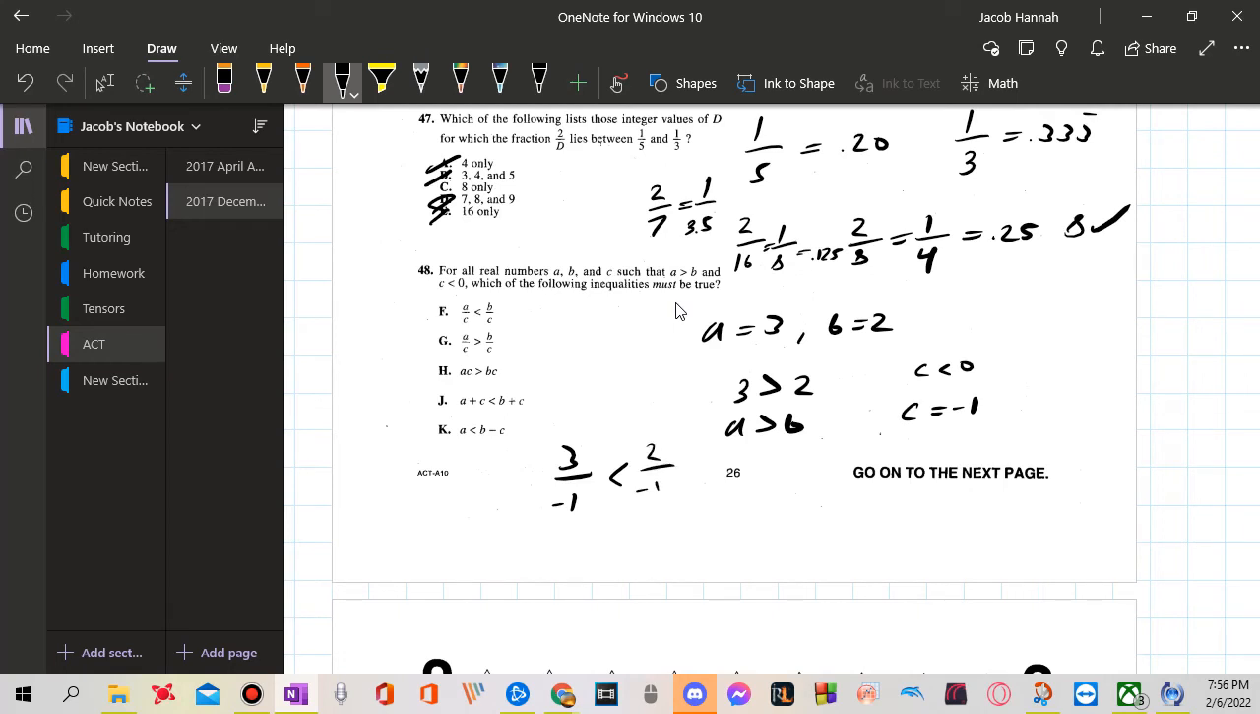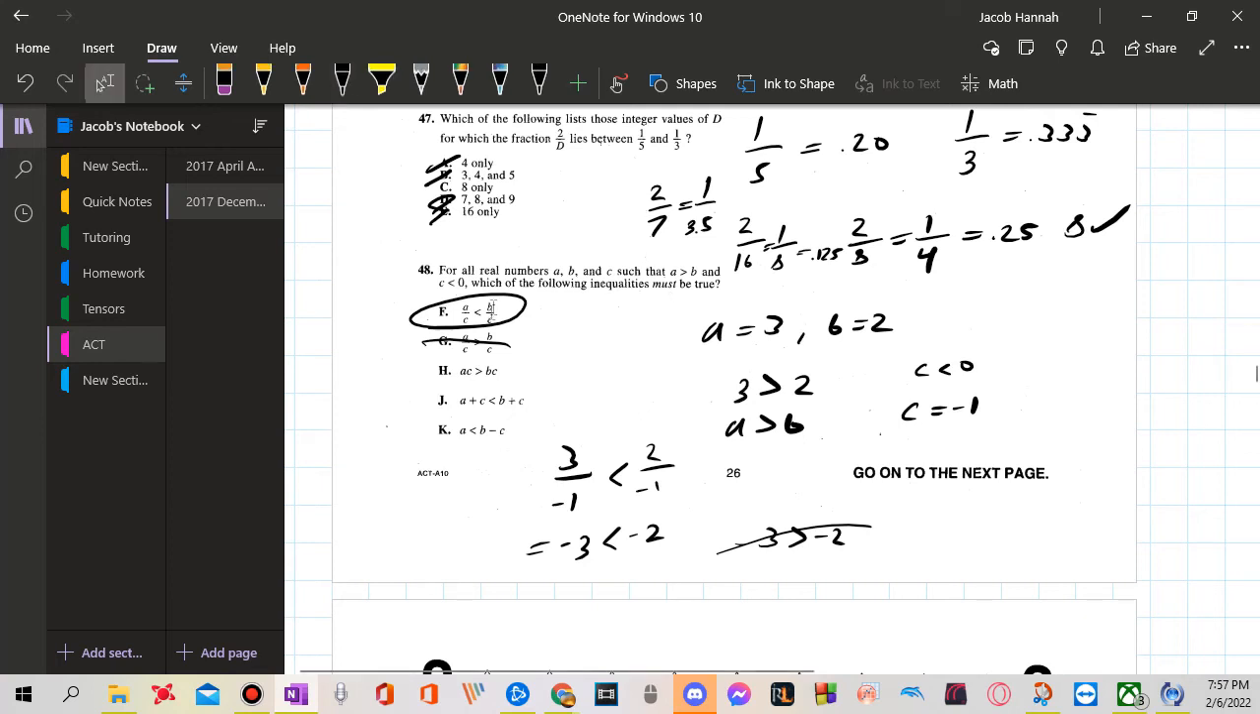So this says must be true. 3 over -1 is equal to -3, less than -2. So we kind of got lucky for this one; this one came out to be true. Now for B, it says the opposite, and -3 is not greater than -2, so that does not hold. You can go through the rest and see that they don't hold. But we got lucky, so that will save you some time.